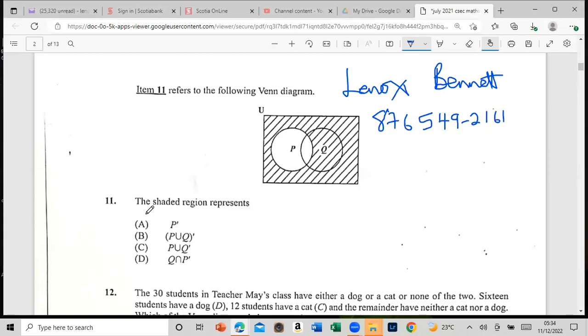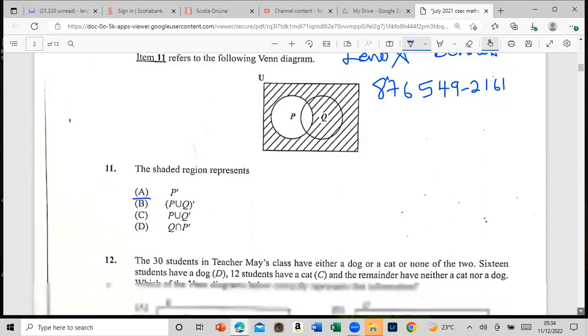Alright, so number 11 says, the shaded region represents... As you can see, all of it is shaded except for P. That will be P complement.